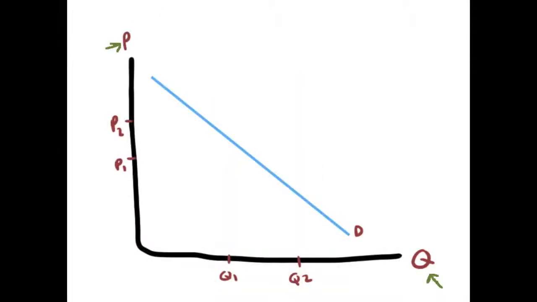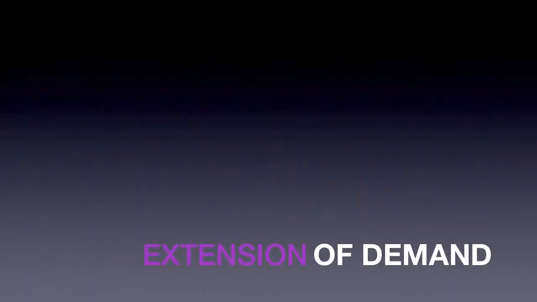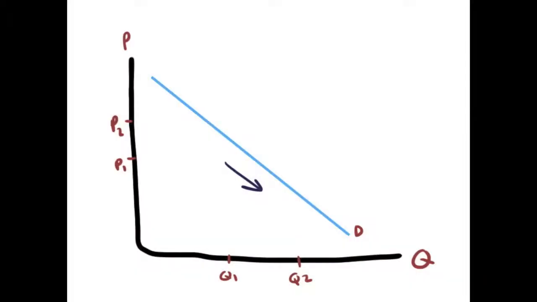A demand curve has two axes, price shown with P and quantity demanded shown with Q. Quantity demanded is the amount of goods or services consumers are willing and able to buy. The law of demand tells us that as price decreases, demand increases, which leads to an extension of demand.